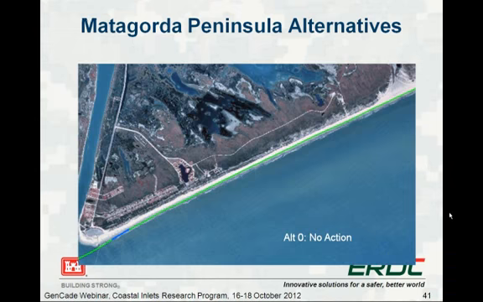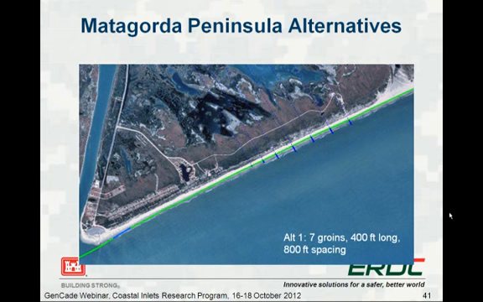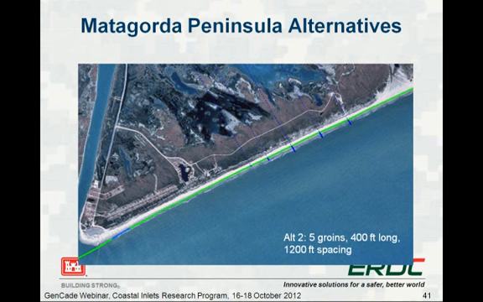We had our first alternative, which was no action, and then we had varying distances apart and varying groin lengths. So Alt 1 was 7 groins, the maximum length was 400 feet, and the maximum spacing was 800 feet. And you'll see as we move to the southwest, these become shorter and closer together. Alt 2 was 5 groins, the maximum length was 400 feet, and the maximum spacing was 1,200 feet.